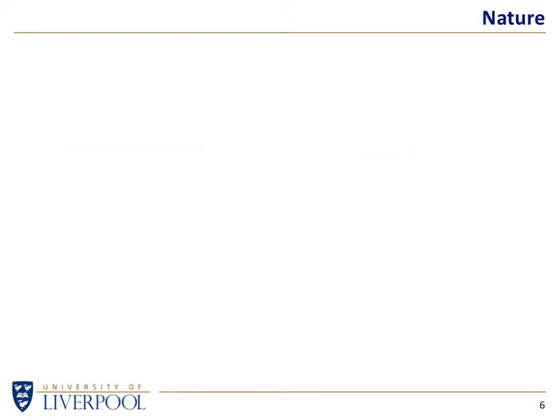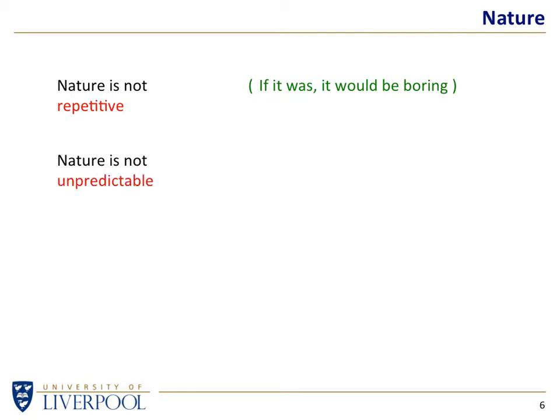Just a few comments about nature and how we look at the universe. Nature is not repetitive. If nature was repetitive, it would be really, really boring. If the same things happened over and over again, may seem like that some days, but no, if everything just happened repeatedly, it would be very easy to predict what happens next, but life would be really, really boring. But nature is not unpredictable either.